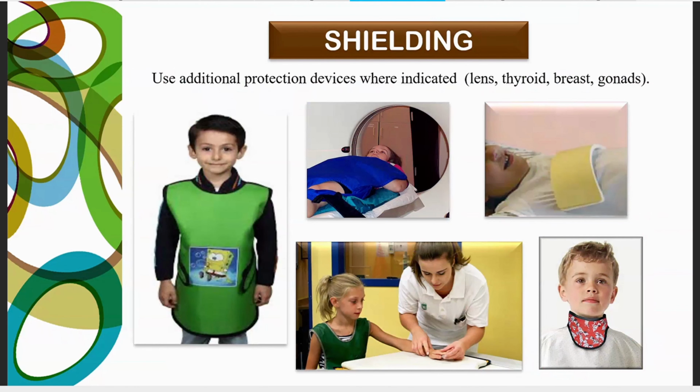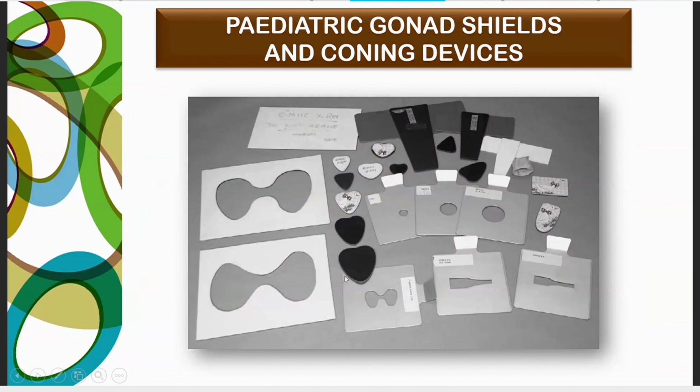Use of shieldings. There are many shielding devices especially provided for the pediatric patient. We have pediatric lead aprons, gonad shields, and thyroid collars, which are specially made for the pediatric patient, and also gonadal shielding, collimating devices, lead apertures of different sizes, and gonadal coverage shielding. These can be used in pediatric patients for shielding purposes.